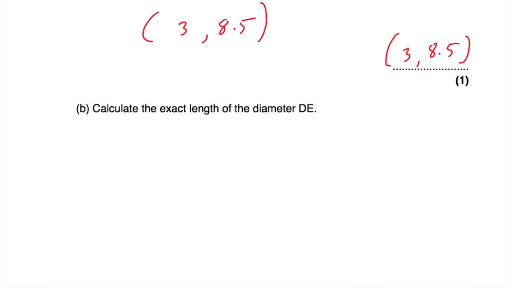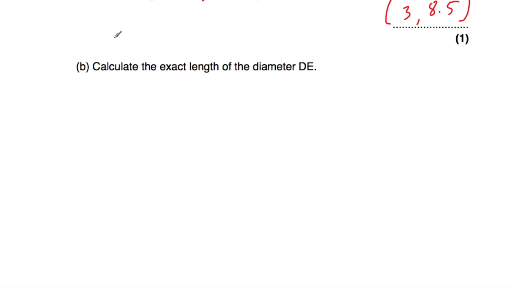Okay, question number 15b. So question number 15b says calculate the exact length of the diameter DE. So we want to find the exact length. Now that's a word that we haven't seen so far in this booklet, the exact length. And the exact length means we're not going to round it to so many decimal places, we're going to give it as an exact answer. So if we're working out the square root of something and we can't work it out nicely to be a nice whole number, we would then just leave it as a surd, which means we just leave the square root over the top of it.